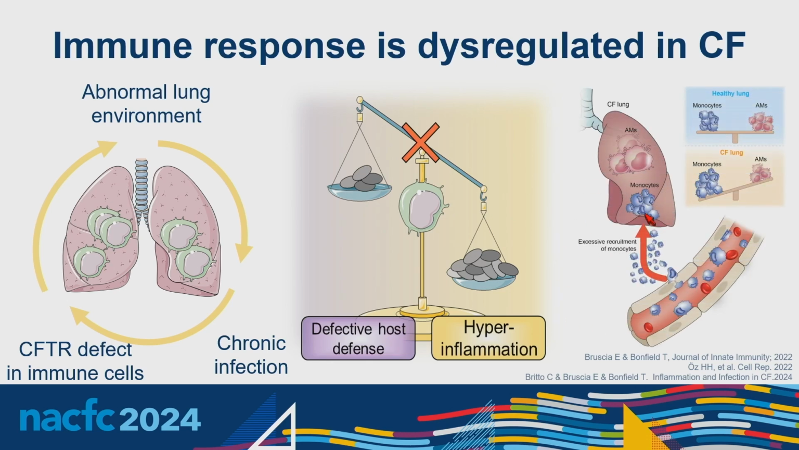In the meantime, it has been shown that macrophages and monocytes play a critical role in this process. They have an altered distribution in CF lungs, affecting many critical signaling pathways that are required to maintain lung tissue homeostasis. As a result, there is an imbalance between inflammatory response and anti-inflammatory response in CF lungs.